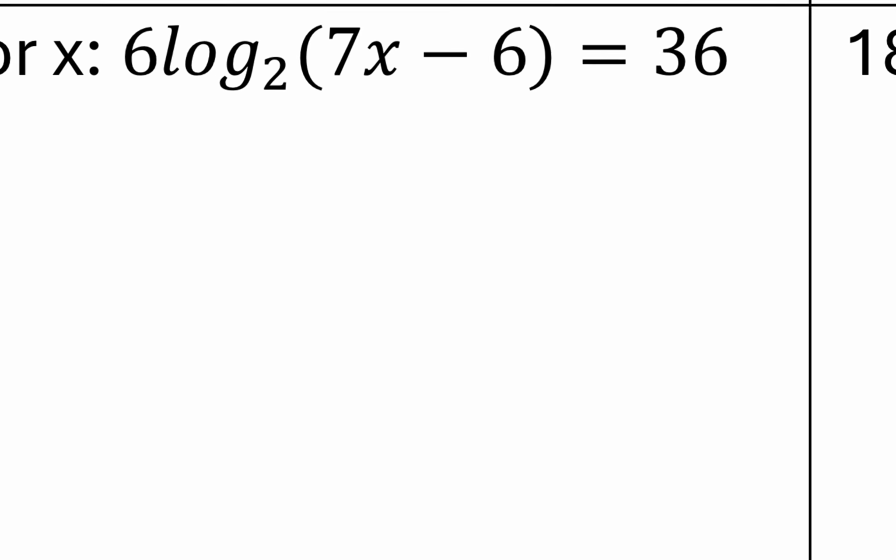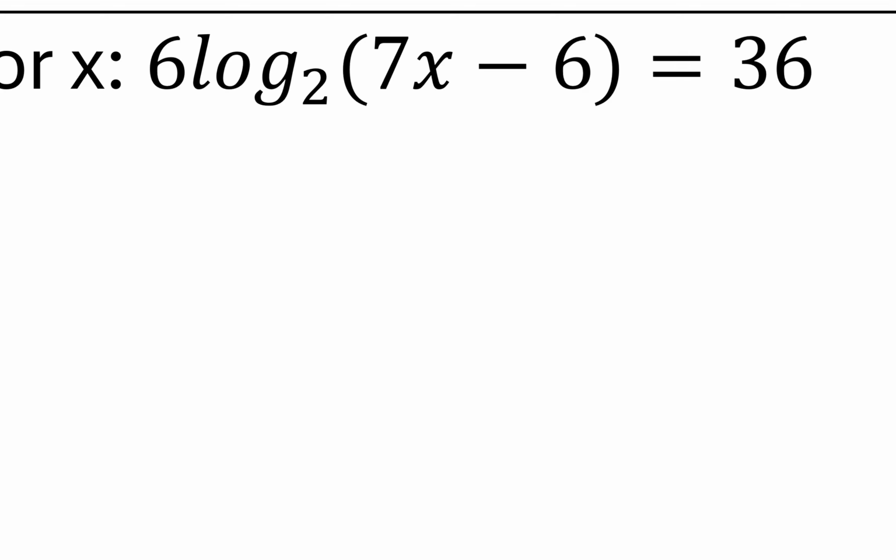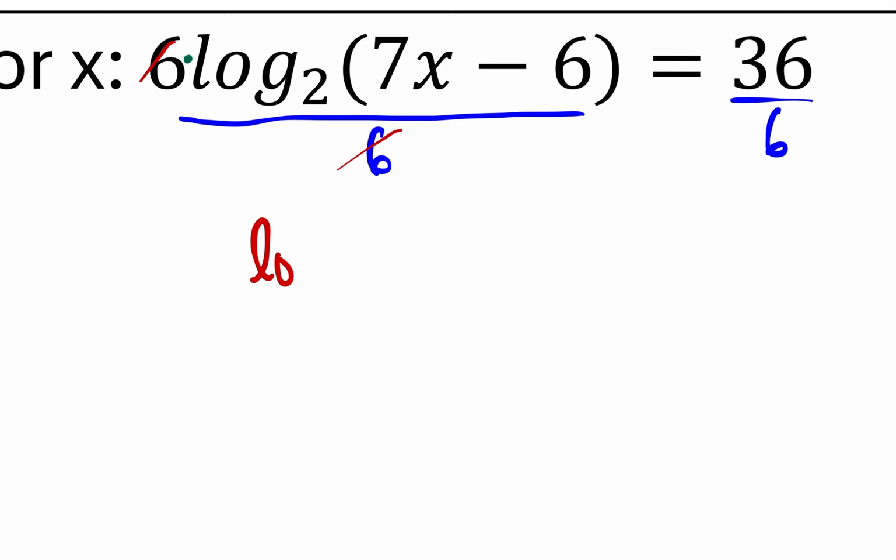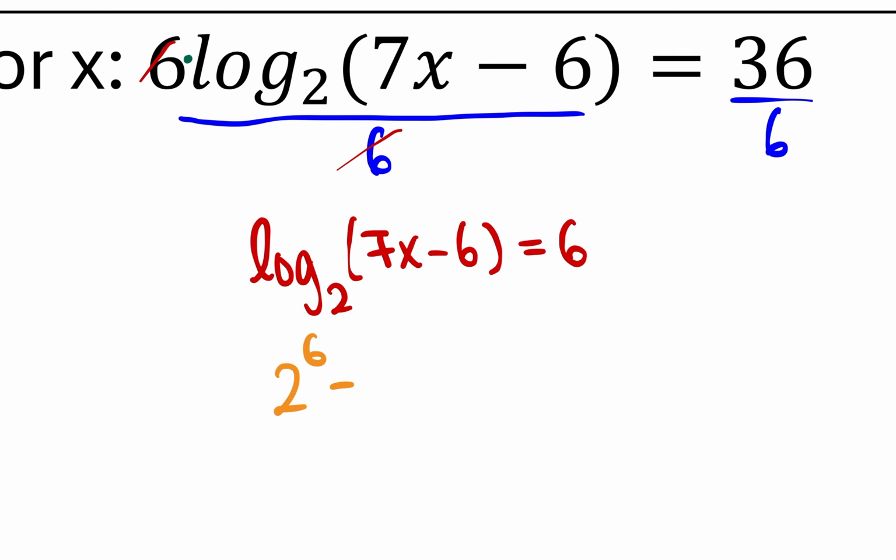Moving on to number 17, we have the following log equation. Notice that we have 6 in front of the logarithm, which means what? Multiplication. So in order to get rid of it, we divide both sides by 6. This will leave us with what? On the left-hand side, the 6's cancel out. I'm left with log base 2 of 7x minus 6 is equal to positive 6. We then convert this to the exponential form. We have 2 to the power of 6 is equal to 7x minus 6.